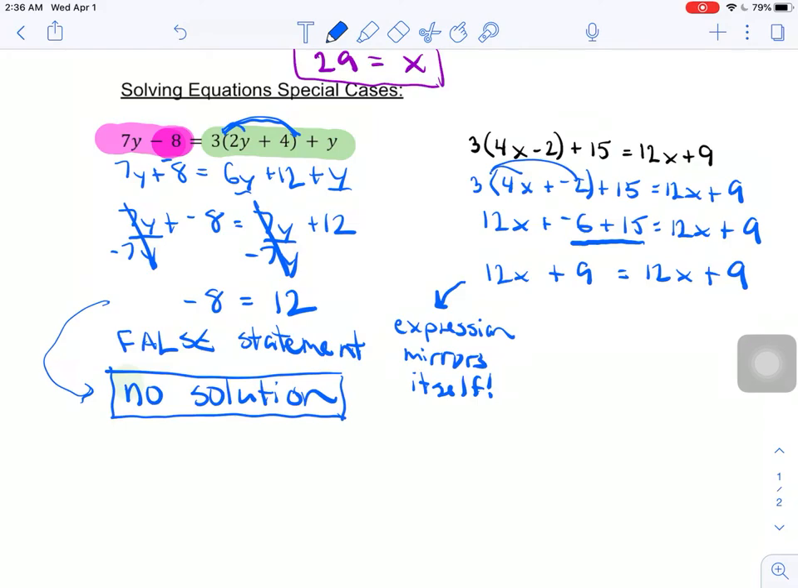If you really wanted to keep going through your solving equation steps, your next step would be to deal with your variables on both sides. Since both sides have a 12x, our only choice is to get rid of a 12x. And you're just left with the 9s on both sides. This is a little different than the last problem. The last problem we got negative 8 equals 12, and negative 8 doesn't equal 12. This problem we're getting 9 equals 9. Well, that's a true statement.